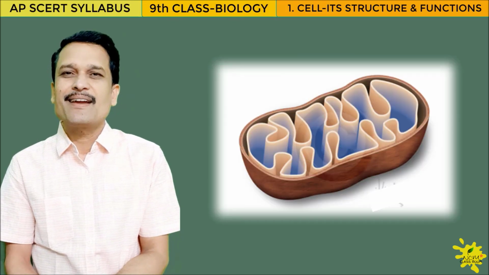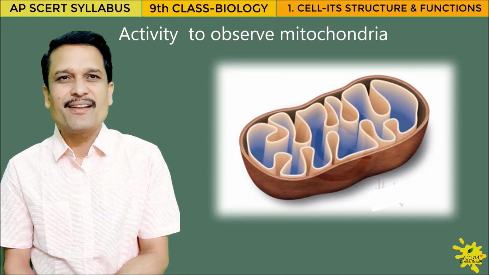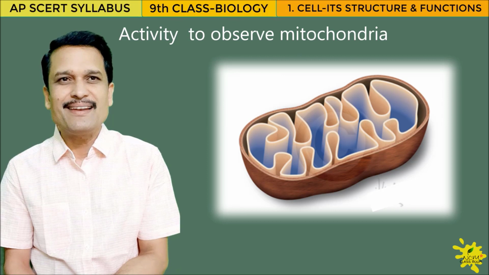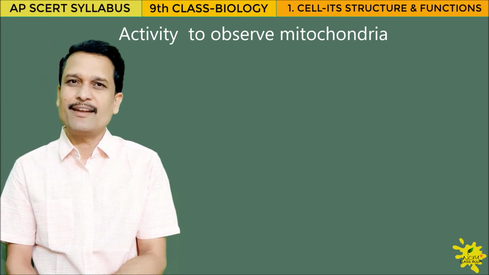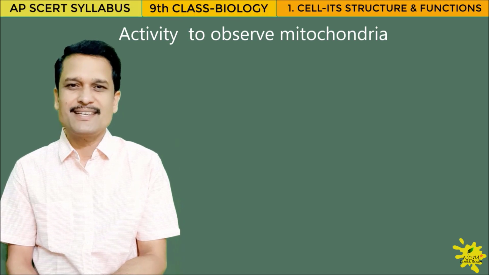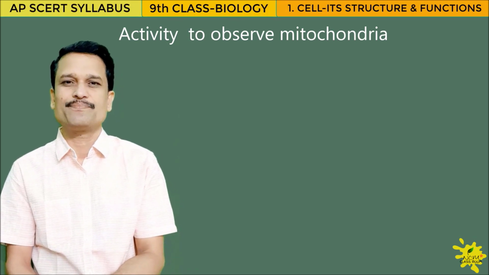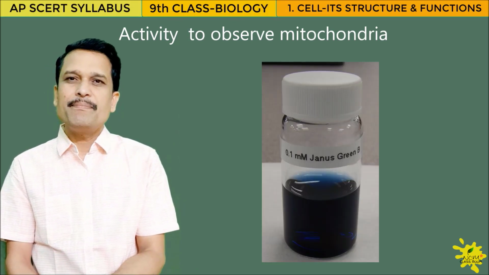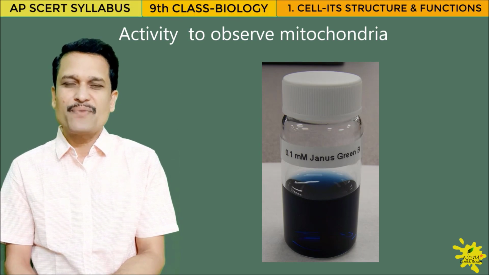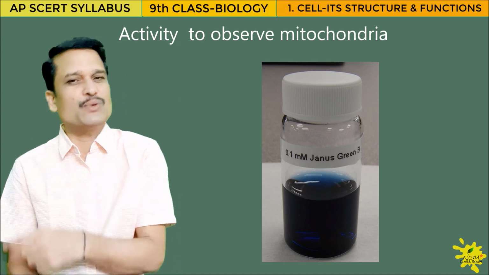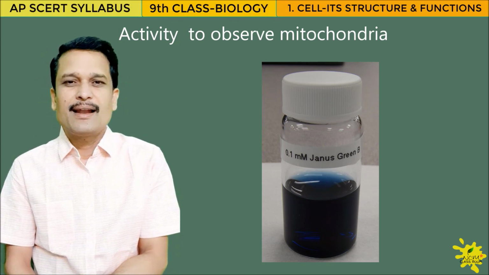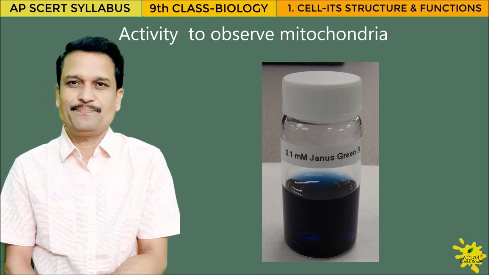Let us see an activity to observe mitochondria in onion peel or any other available material like leaves of Cassia tora or cheek cells, anything available. A Janus green B solution is used for this activity. Janus green B is the solution. Let us see the procedure.